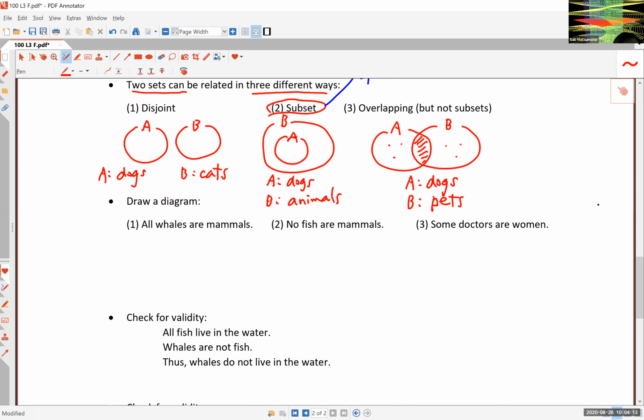All right, let's draw a diagram. All of these universal and existential quantifiers can be drawn with the Venn diagram.